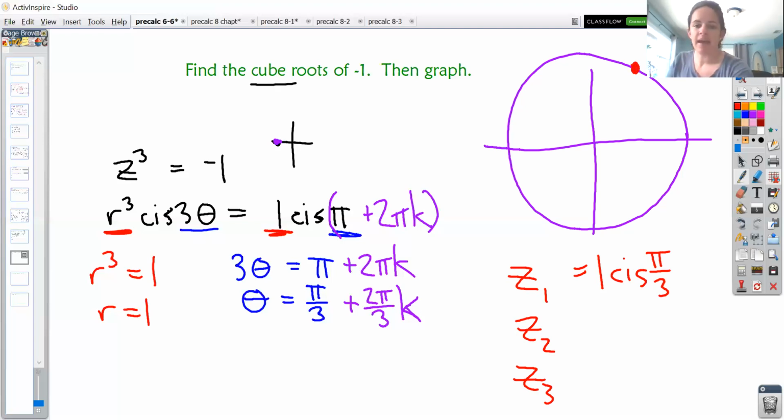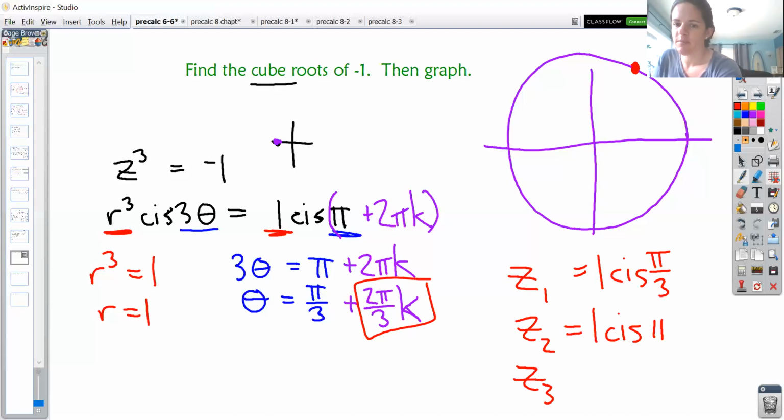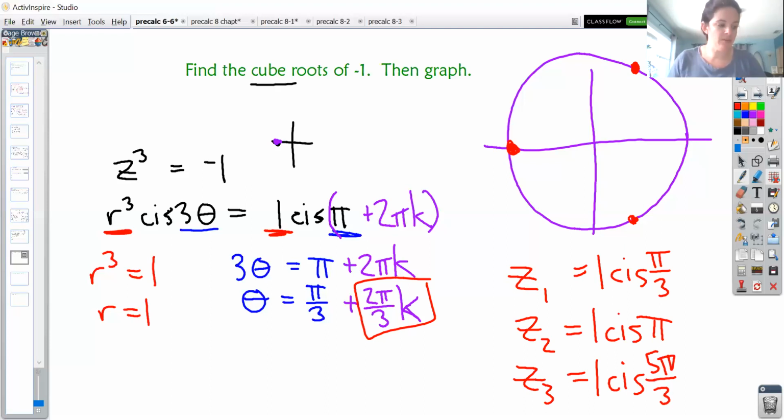And then I'm going to add 2 pi thirds and keep going around the circle until I can find the 3 roots that should be equally spaced. So if I add 2 pi thirds to that, the second root would be 1 times cis of pi thirds plus 2 pi thirds, which is pi, which would be right here. And z3 would be 1 cis, and then add another 2 pi thirds to that, and I would get 5 pi thirds there. And so those are my 3 roots, and you can see that they are equally spaced apart.